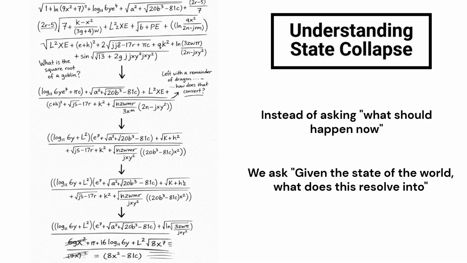You're no longer asking, what should happen now? You're asking, given the state of the world, what does this resolve into? This distinction is important. Choice produces state, state produces outcome. State collapse is the formal bridge between the two.